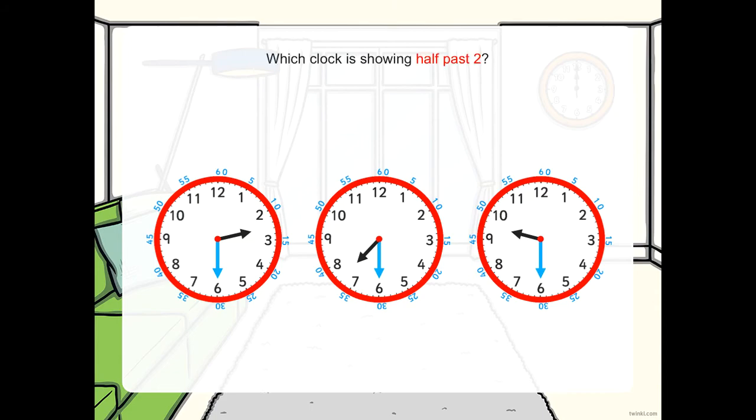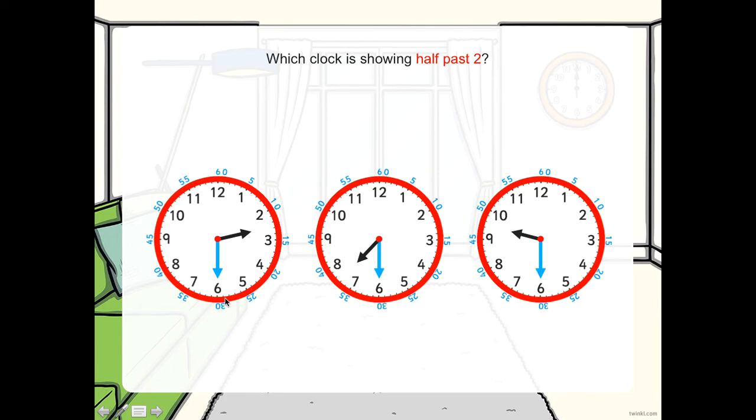Which clock is showing half past 2? Is this one half past 2? Oh no, that's half past 9. It's halfway past the 9th hour. Is this one half past 2? No, this is half past 7. It is halfway past the 7th hour. What about this one? There it is.